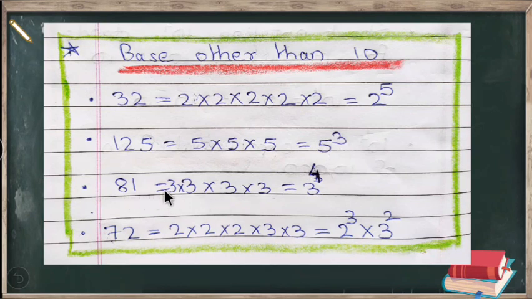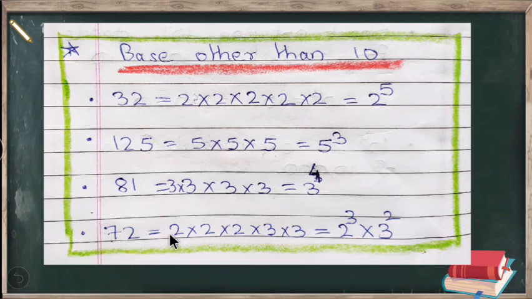Similarly, 81 can be written as the product of 3 multiplied to itself 4 times. So 81 is equal to 3 raised to the power 4, where we have 3 in the base and 4 in the exponent or the power.